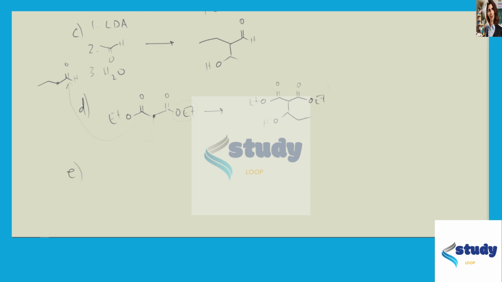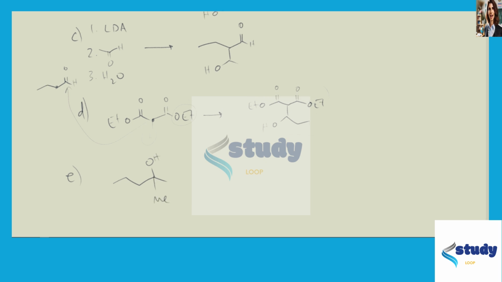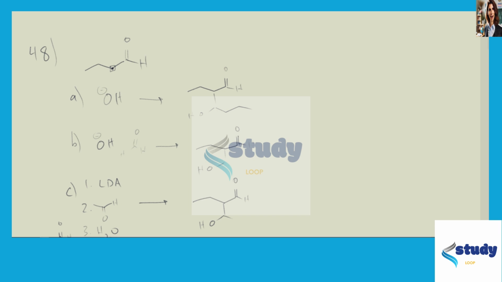E, we're going to react this with methyl lithium and then water. So that's our product. Great. F, we have sodium borohydride, methanol. So of course that gets us to our primary alcohol. G, we have hydrogen with palladium on carbon. This is also reductive conditions to get us to our primary alcohol.